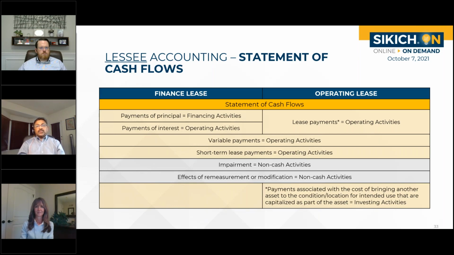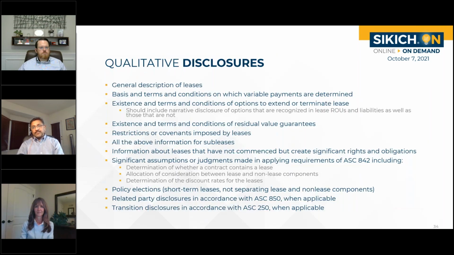Now let's look at the disclosure requirements in the notes to financial statements. Both qualitative disclosures and quantitative disclosures are required. Again, in the interest of time, I'm not going to go through all the items listed here. However, you can see the qualitative disclosures required are extensive under ASC 842 compared to ASC 840. The disclosures require policy election disclosures and transition disclosures, in addition to many other disclosures. Again, we have put all this information on the slide so that it can be a reference for you at a later date.